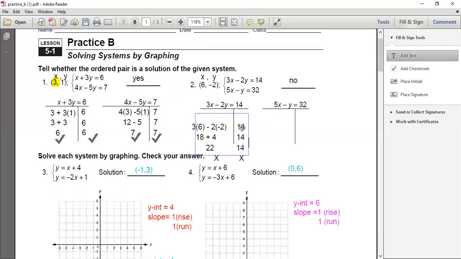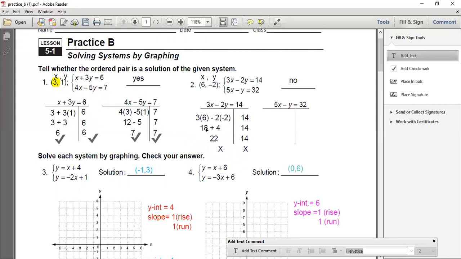All you need to do is 3 multiplied by 6 is 18, minus 2 multiplied by minus 2, which gives a positive 4. That's why here it became positive 4. So 18 plus 4 is 22. Now on the other side of the equation we have 14, and on this side we have 22. Both of them are not equal, which means the pair given is not correct. So when we solved the first one itself, we came to know the answer is not correct.